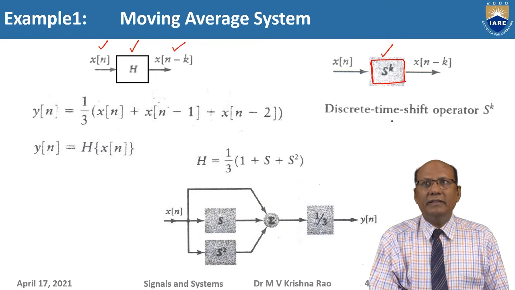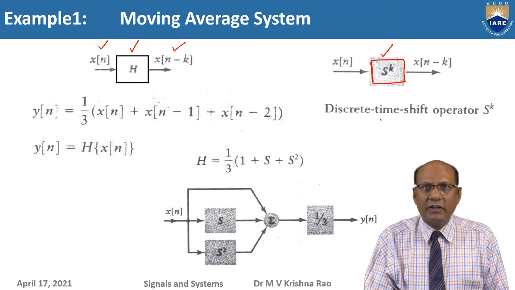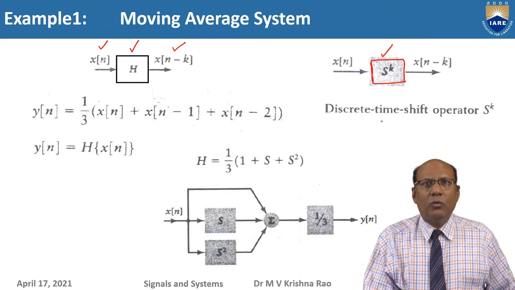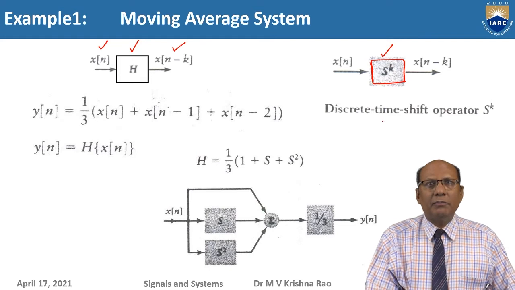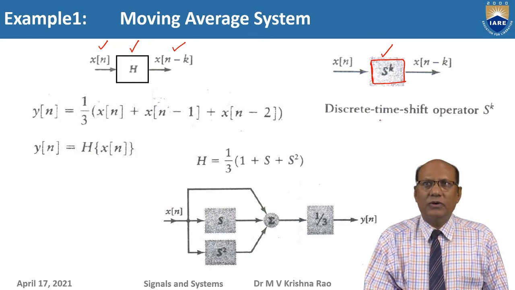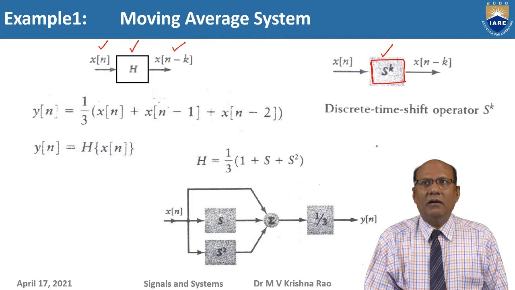When I have S to the power of 1, that is k equal to 1, it is a single shift operation. That means one sample delay. If it is a two sample delay, k equal to 2, I get S to the power of 2. So like that, the kth shift means S to the power of k. That is the notation I am following.